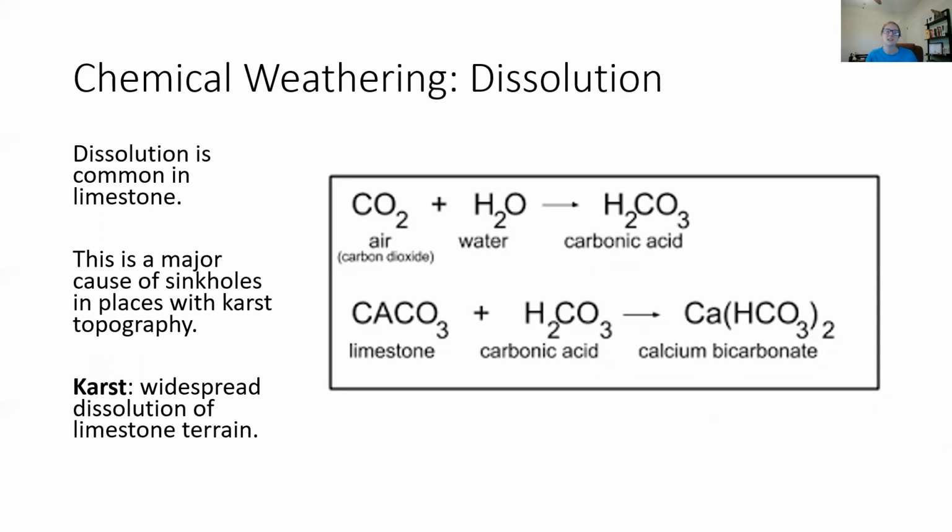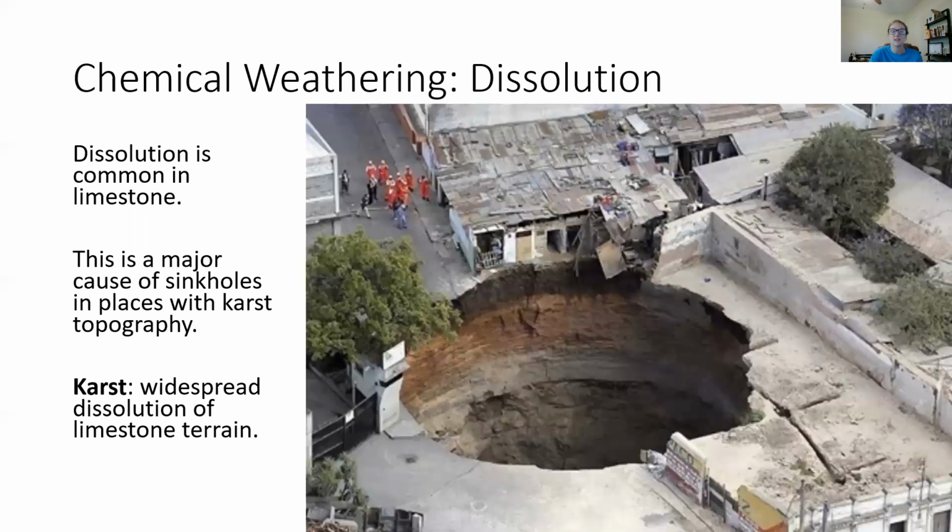Right? So dissolution is really common in rocks like limestone. This is a major cause of sinkholes. As we talked about before, you have carbon dioxide added to water that creates carbonic acid. You introduce carbonic acid to a rock like limestone, and that's going to start dissolving the limestone. And that's going to create sinkholes. That's one of the reasons that sinkholes are so common in places like Florida, where the land is made up of a lot of limestone.